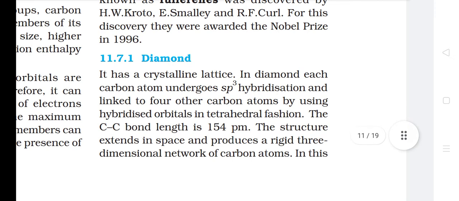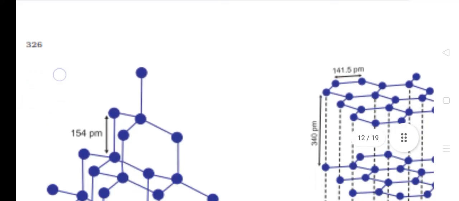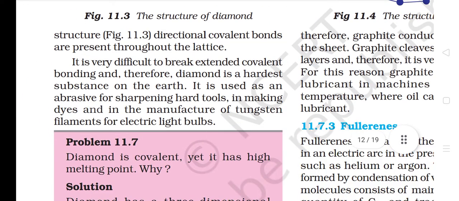Diamond. It has a crystalline lattice. In diamond, each carbon atom undergoes sp3 hybridization and is linked to four other carbon atoms by using hybridized orbitals in tetrahedral fashion. The C-C bond length is 154 picometer. The structure extends in space and produces a rigid three-dimensional network of carbon atoms. In this structure, directional covalent bonds are present throughout the lattice.